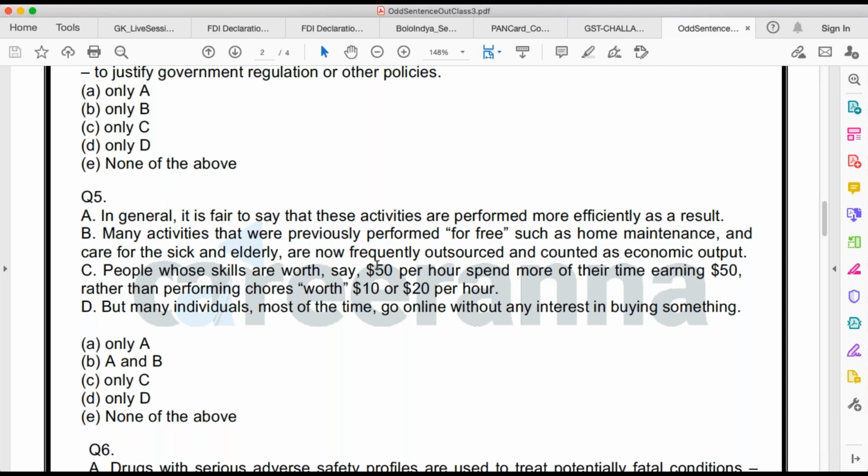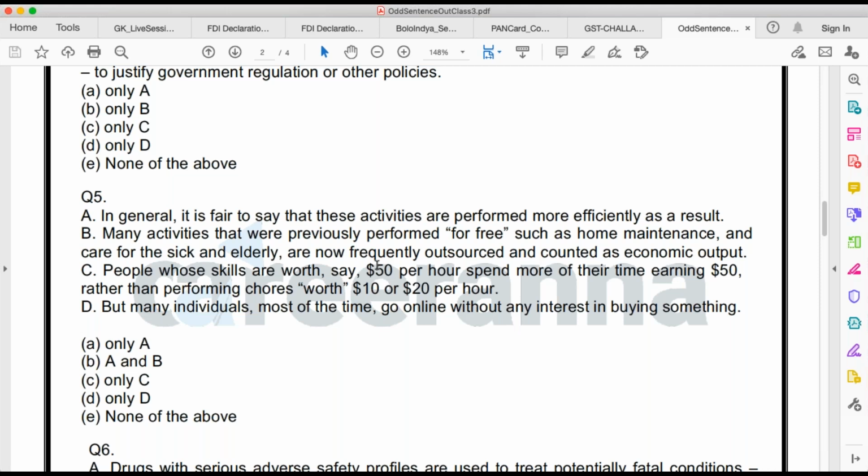And what is sentence number C saying? People whose skills are worth, say, $50 per hour spend more of their time earning rather than performing chores. And these chores are being talked about in sentence number B. Sentence number D says, but many individuals most of the time go online without interest in buying something. Suddenly, when I am talking about the chores and why people outsource them instead of doing them themselves, I am talking about online shopping in sentence number D. So sentence number D is out of context as compared to A, B and C, which are correlated.